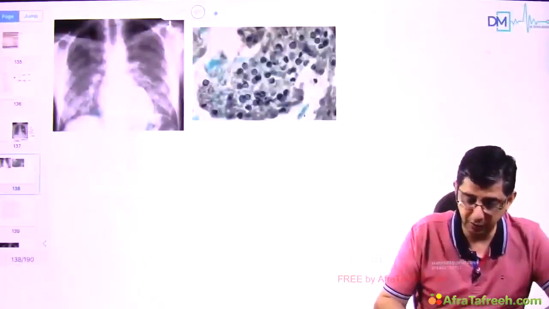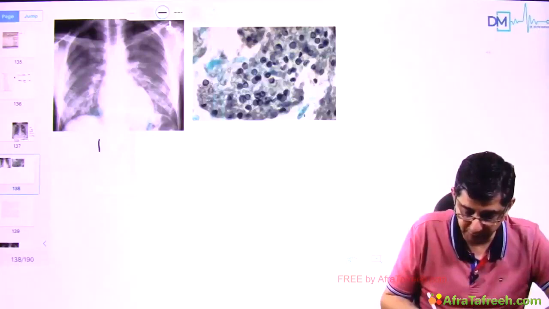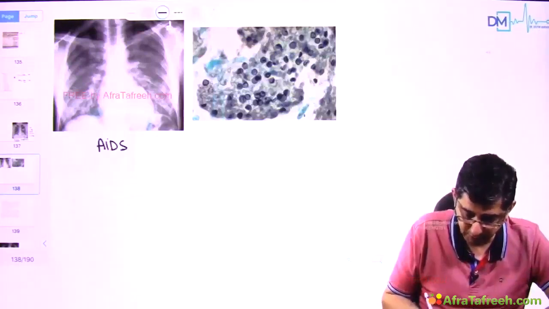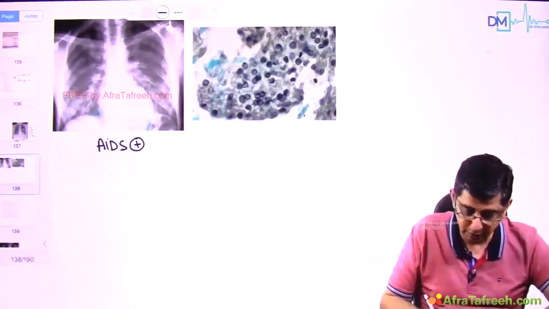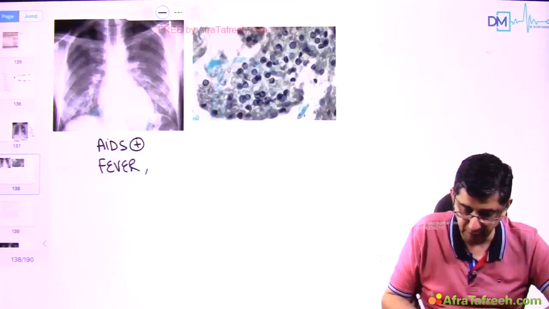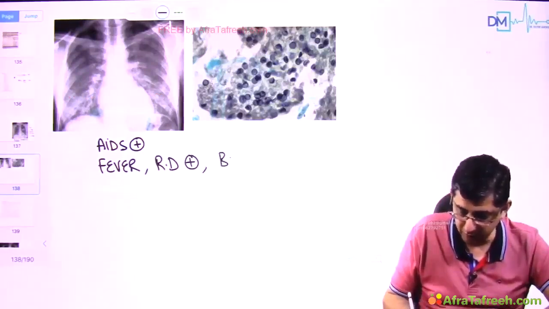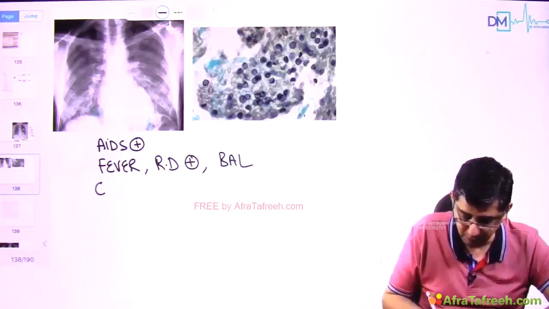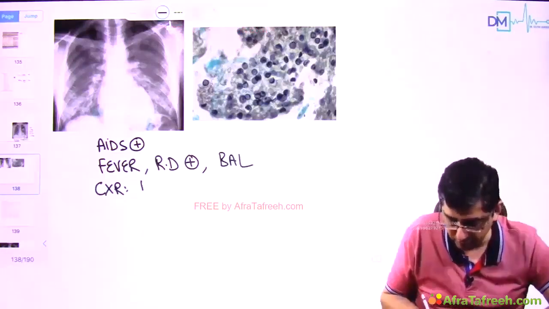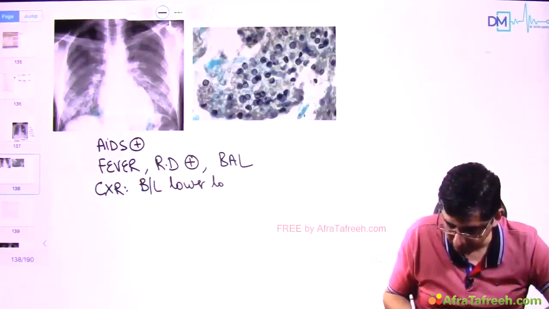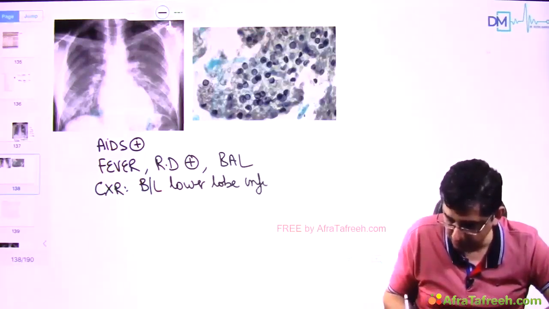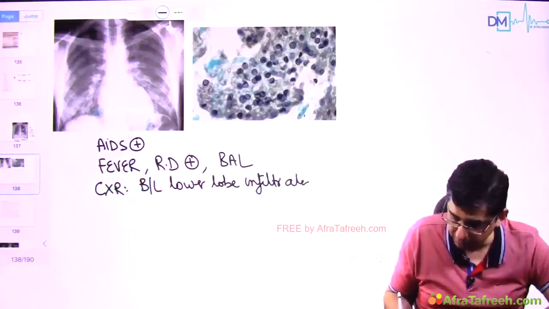The next description that is given to you is that of an AIDS positive patient. You can notice the extensive bilateral infiltrates present in the patient. Because the chest X-ray of this patient was showing extensive bilateral lower lobe infiltrates, the doctor has decided to do a bronchoalveolar lavage of the patient.